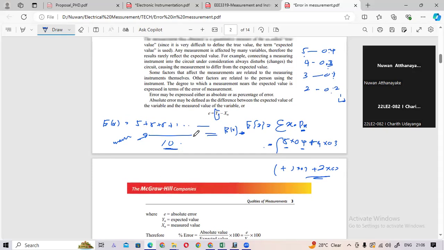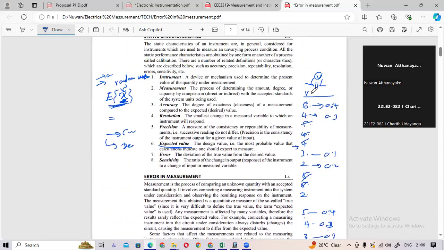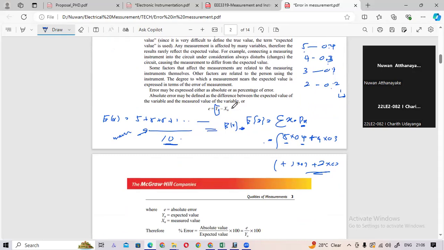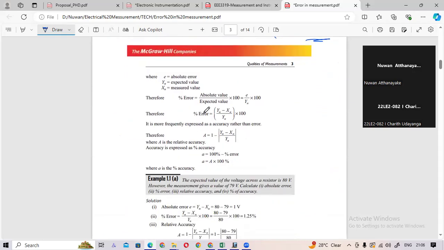So if you consider the absolute value here, you will have a value for the expected value, and the real value is 5. So 5 minus the expected value, that will be the absolute error. Then absolute error divided by expected value, and if you multiply by 100%, that is called percentage error. So absolute error is there, percentage error is there. You have to learn these terms.